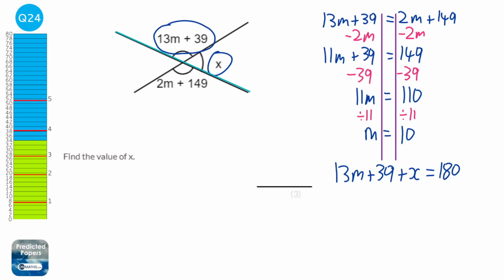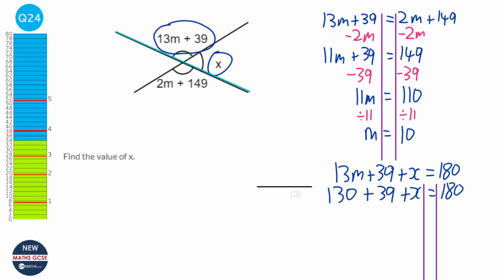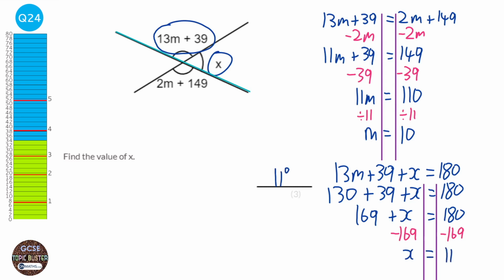First of all we know what m is, so it'd be 13 times 10, which is 130. Then we can solve this, so let's get my solving lines in. That's going to be 169 plus x equals 180. We're going to just take the 169 away from both sides. So we've got x equals 11. So the value of x will be 11 degrees.